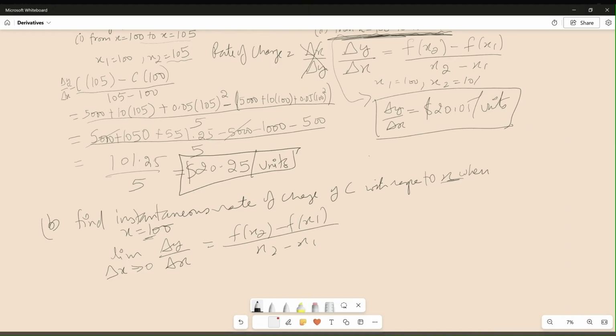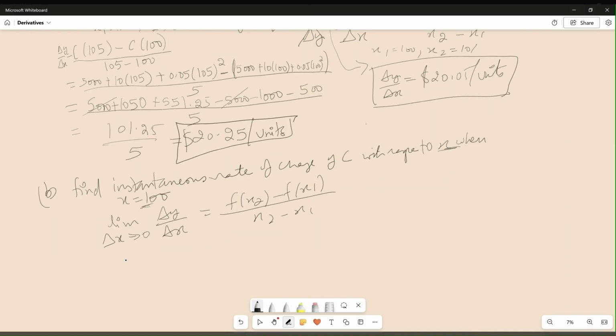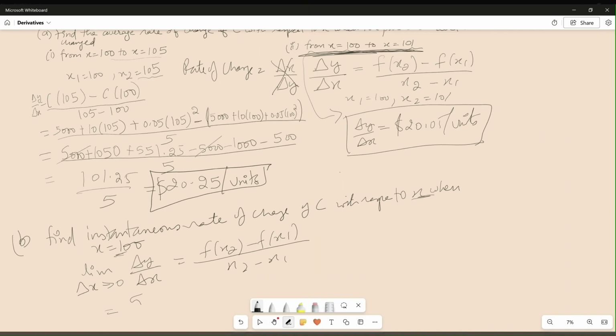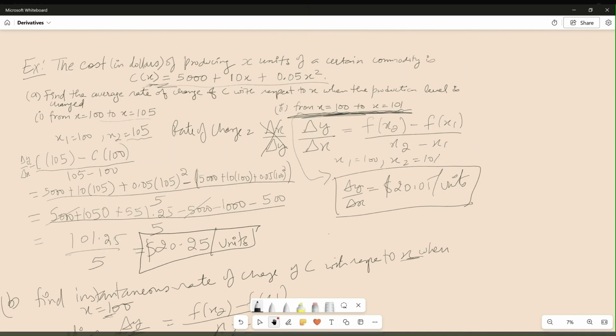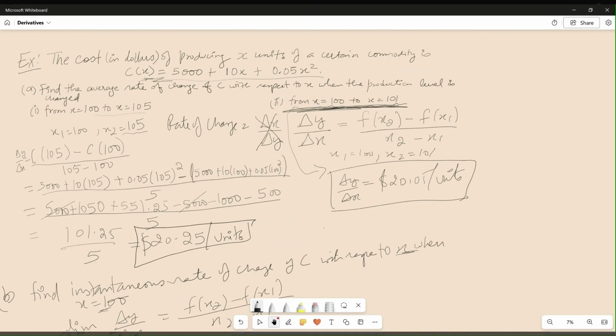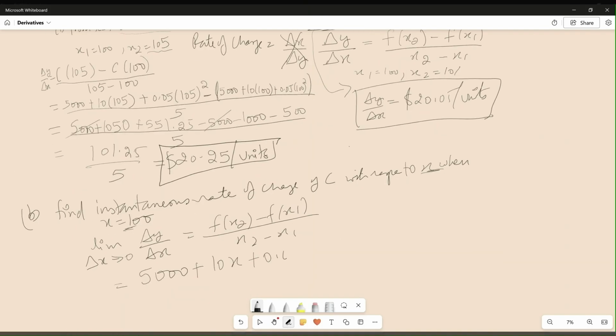Okay, let's just plug in the values here real quick. So what we have here handy is the expression 5000 plus 10x plus 0.05x squared minus f of x1. F of x1 is what? We already have this expression here, right? We can just use it from here and let's see what it comes down to.